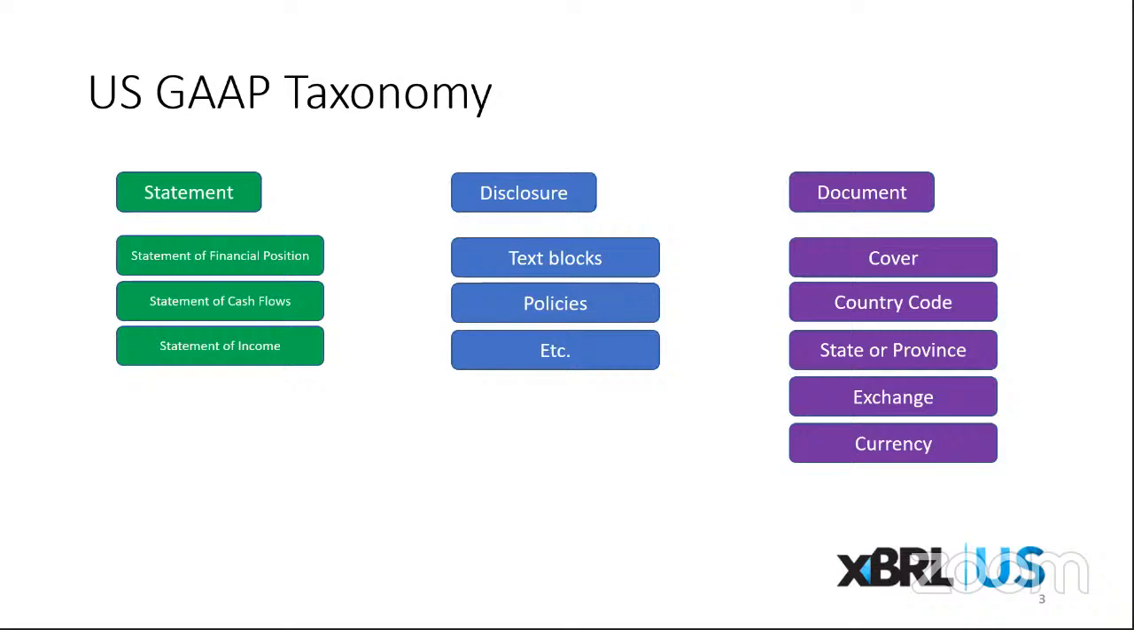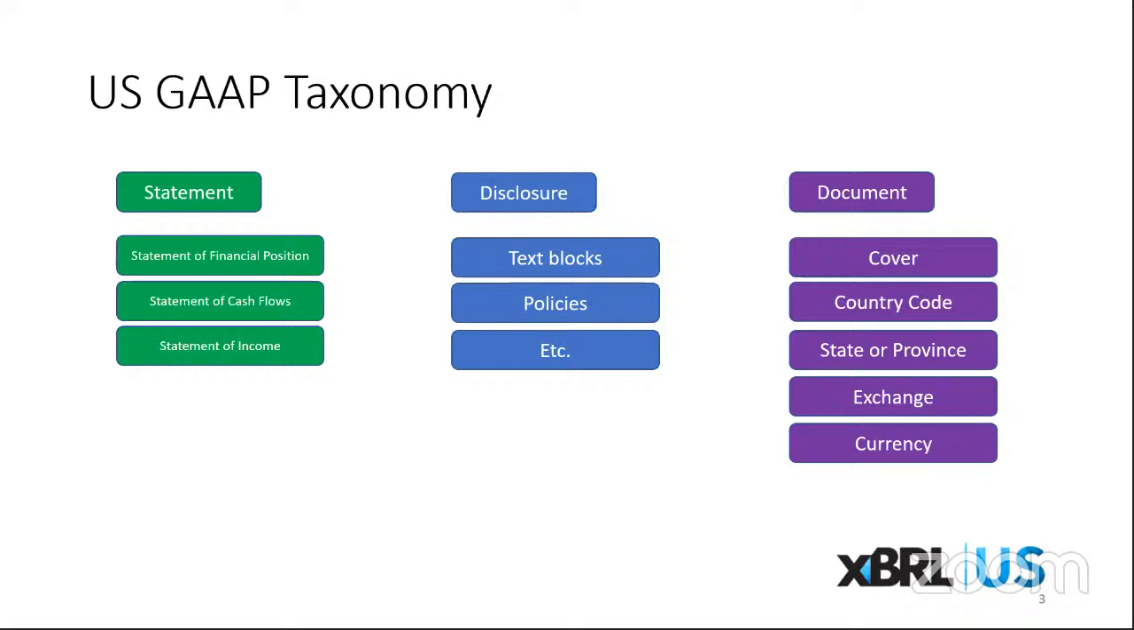So the taxonomy is broken up into a section with statements, and this is typically the elements you'd see in the financial statements: the balance sheet, the cash flows, and the income statement. There's also a disclosure section which covers pretty much all of the footnote type disclosures that you would see in a set of financial statements.